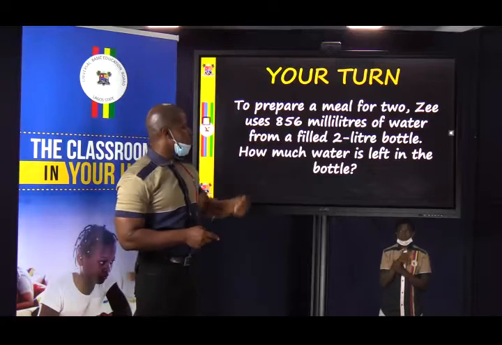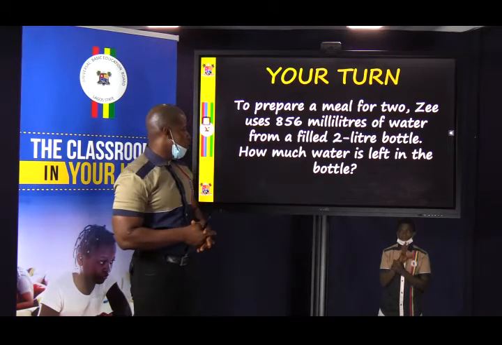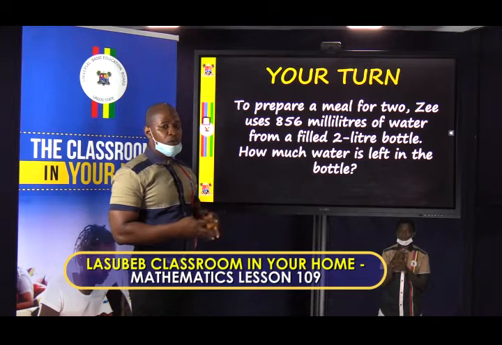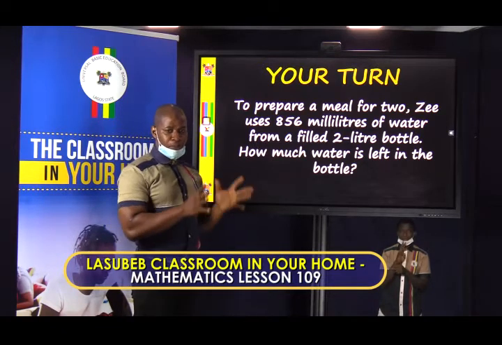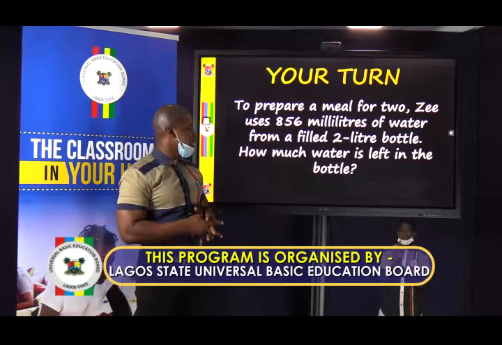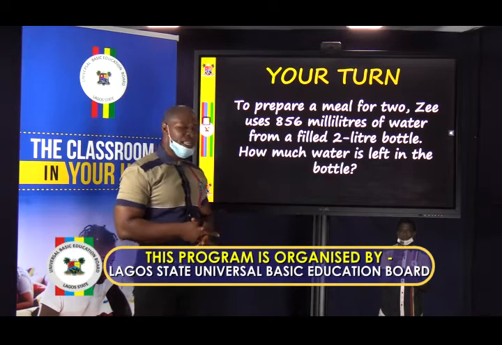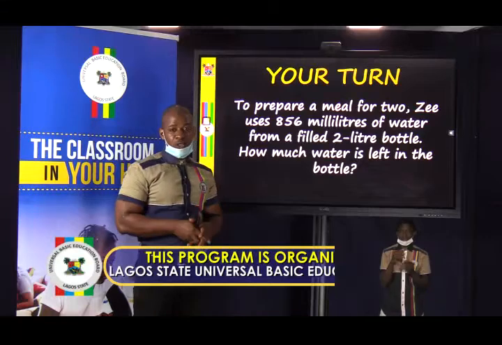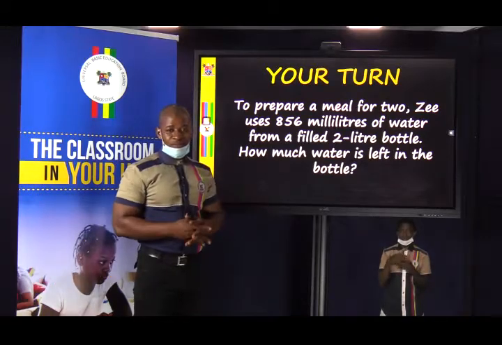Z is preparing a meal for 2. She uses 856 milliliters of water from a filled 2-liter bottle. You know, she has a 2-liter bottle that is filled up, and she uses 856 milliliters of water. How much water is left in the bottle after Z is done cooking? Begin.